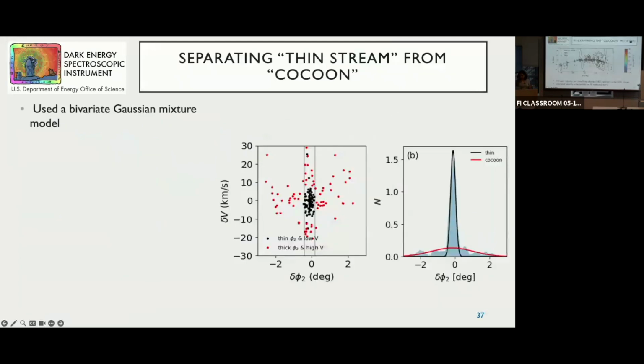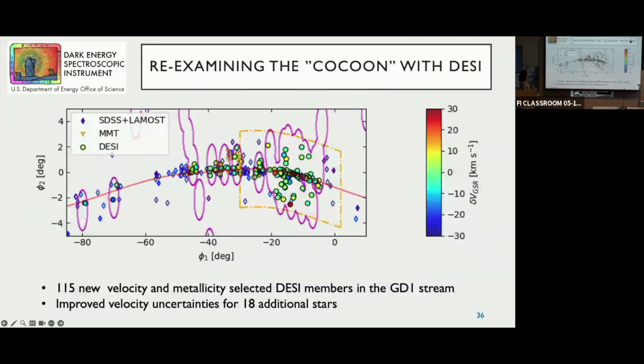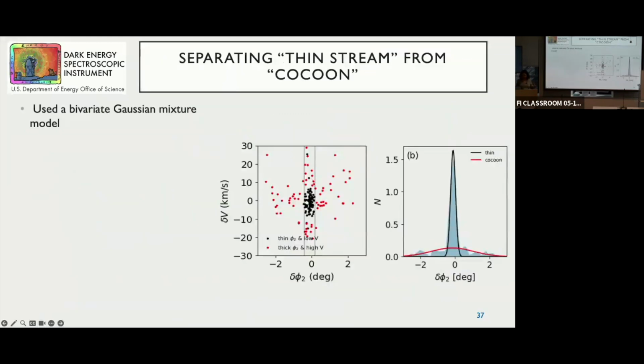So we looked in some detail at this region, which was previously observed, called the cocoon. We extended it, and you can see clearly that there are things which are offset. We looked at this region, which was where DESI had the most observations. We identified about 100 new members and improved velocities for a few others.